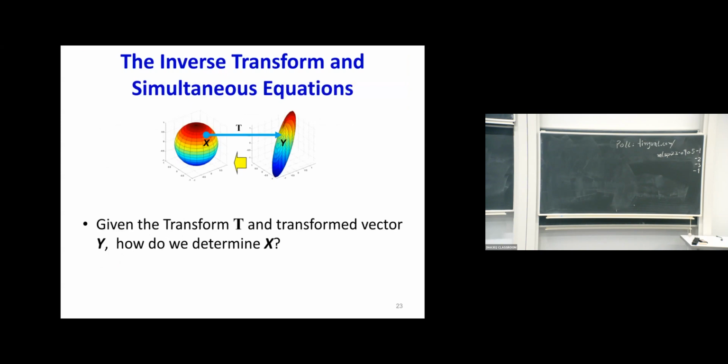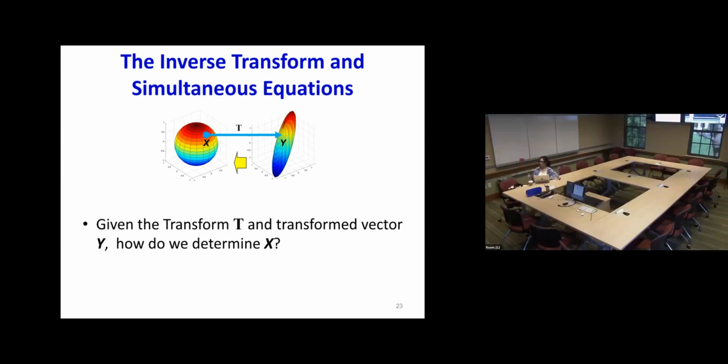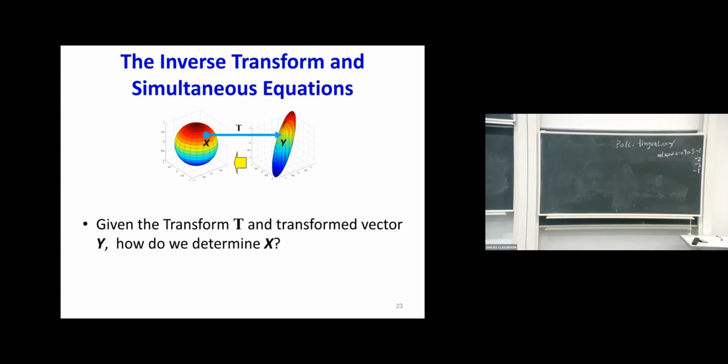So now let's go back and look at inverses in terms of simultaneous equations and try to understand what happens. Again, you've seen all of this in some class. Given a transformed vector, what does an inverse do? It's converting a transformed vector back to the original, right? So if the vector x has been transformed to the vector y, and I'm giving you the vector y and the transform, I ask you what is the vector x?